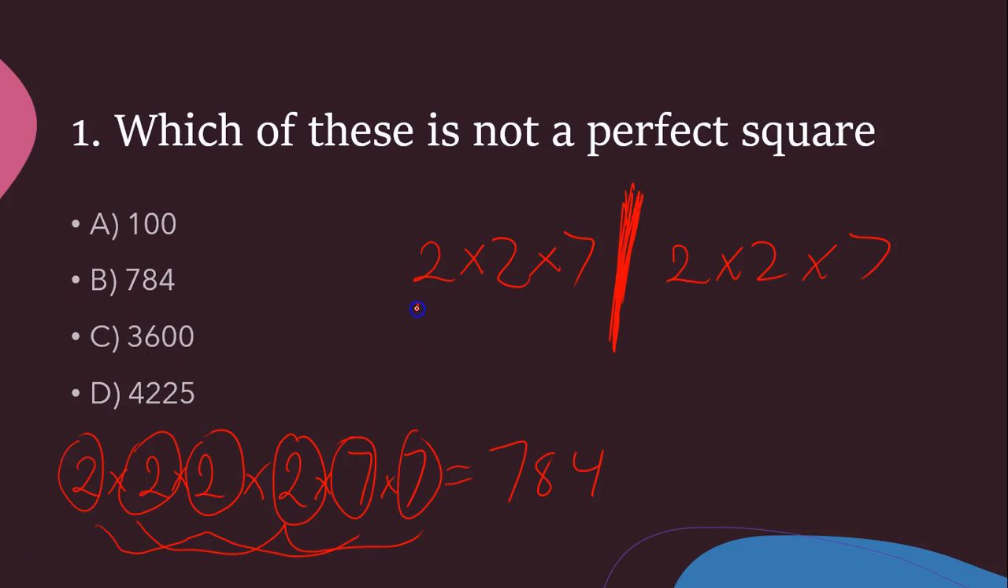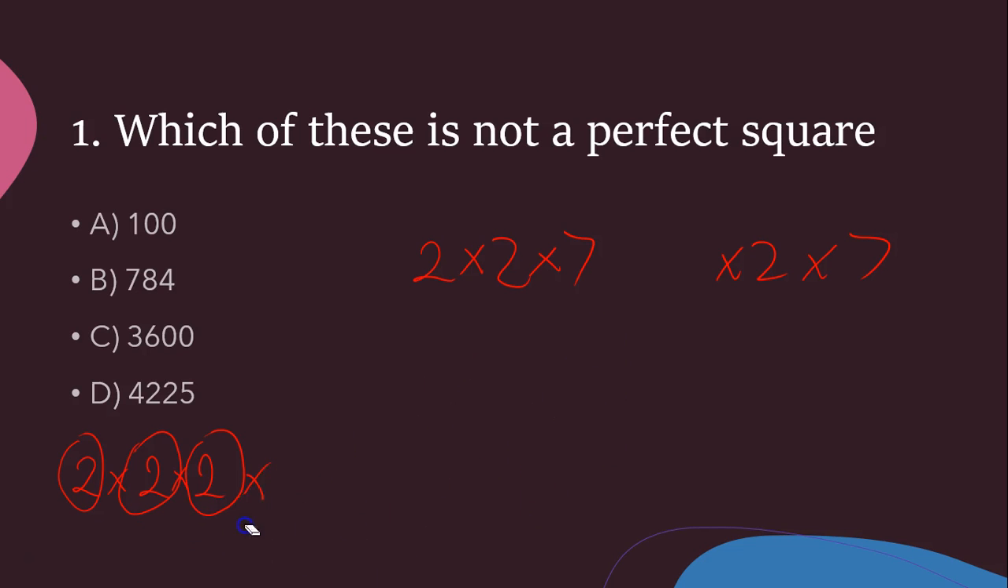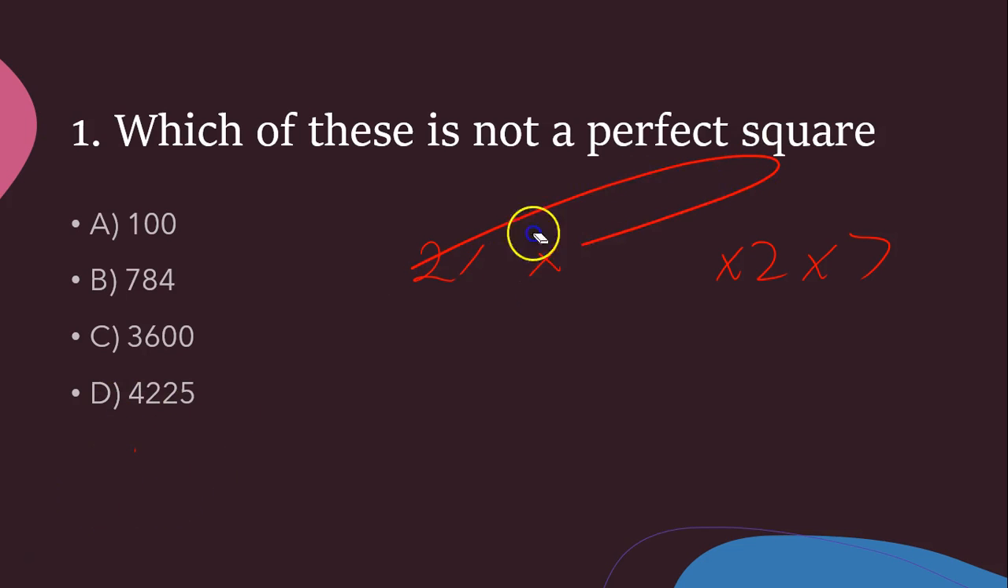What's 2 times 2 times 7? Well, 2 times 2 is 4, and 4 times 7 is 28. So this is 28, and this is the same, 28 as well. So 28 and 28, and that means we can basically say 28 times 28 is equal to 784, and that is another perfect square number.